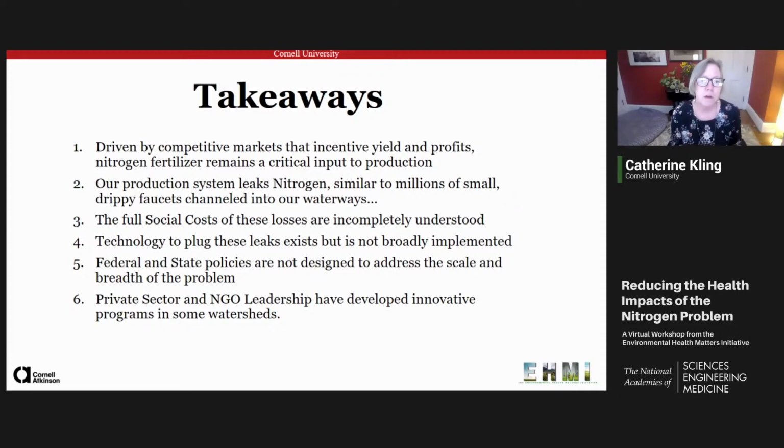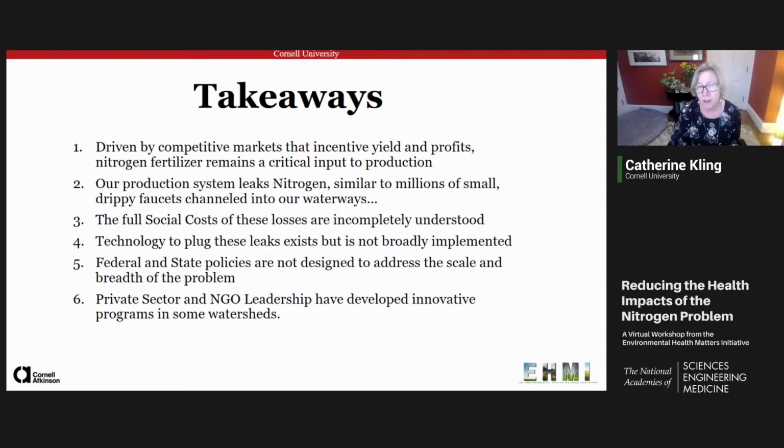Number 1, driven by competitive markets that incentivize yield and profits, nitrogen fertilizer remains a critical input to production. And I should add, the production systems of agriculture in the US are second to none. It is a highly productive system. 2, unfortunately, that production system leaks nitrogen. It's been said to be similar to millions of small, drippy faucets that unfortunately are all directly channelized through hydrology into our waterways.